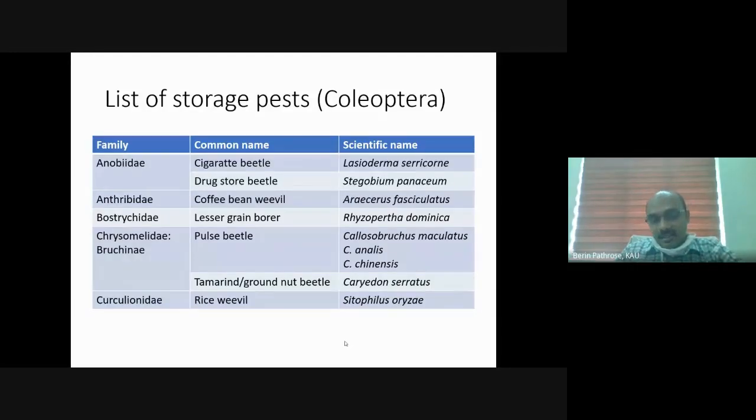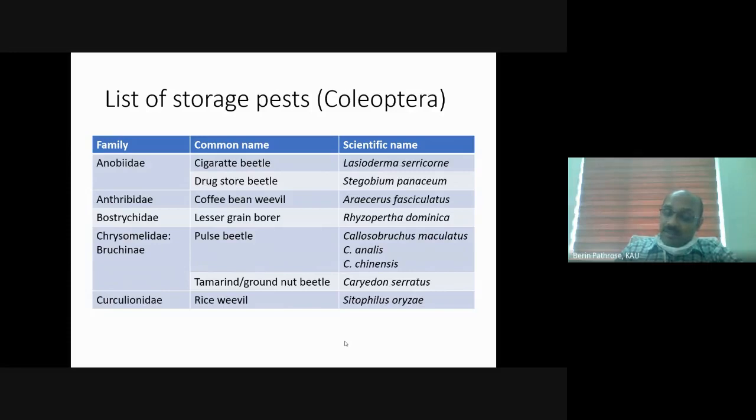Then the next pest belonging to the Chrysomelidae family is tamarind or groundnut beetle, Caryedon serratus. We don't normally see this. I haven't seen Caryedon serratus yet, but in Tamil Nadu and such places, where tamarind is a major crop, and groundnut also, we have this Caryedon serratus.